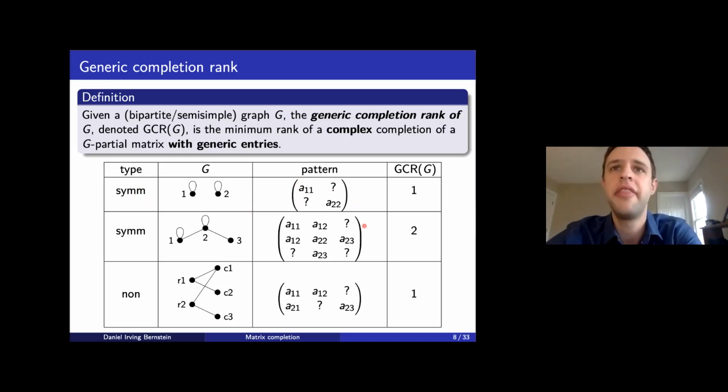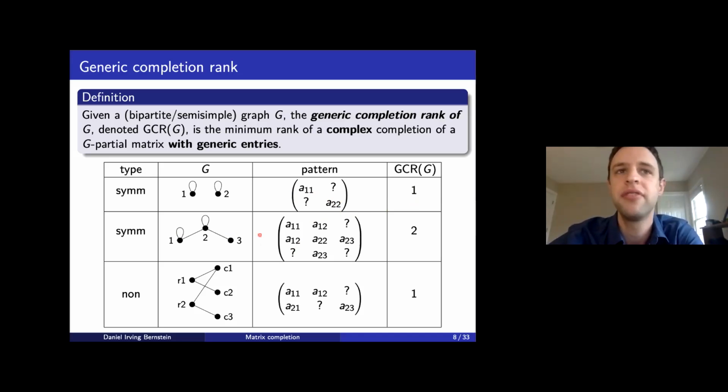And note that as long as neither one of these is 0, I can always complete this matrix to have rank 1. All I have to do is plug in the missing entry so that this has determinant 0, which is a polynomial in one variable that's non-constant. And those have solutions over the complex numbers. So that's why its generic completion rank is 1.